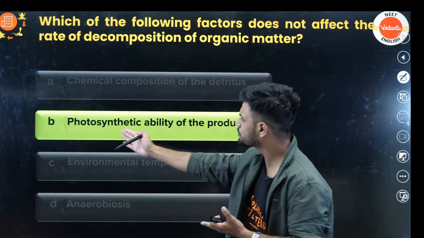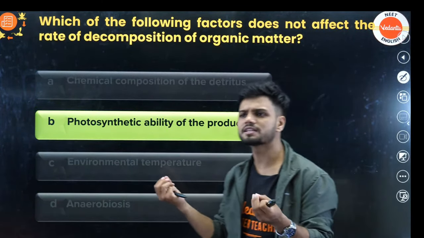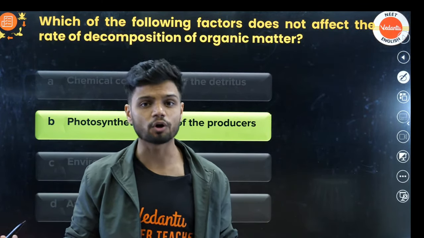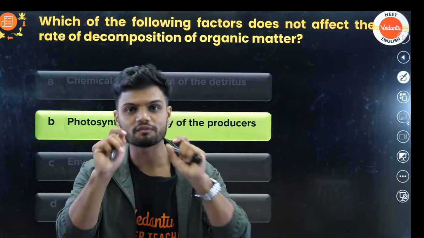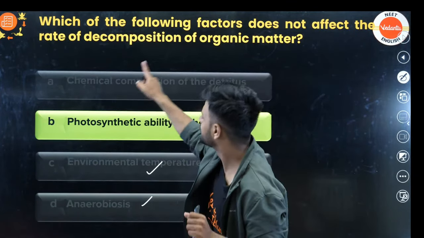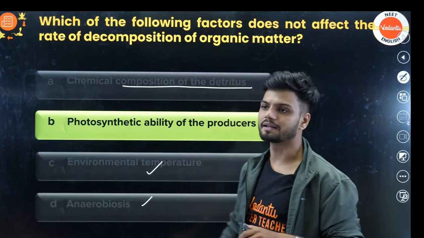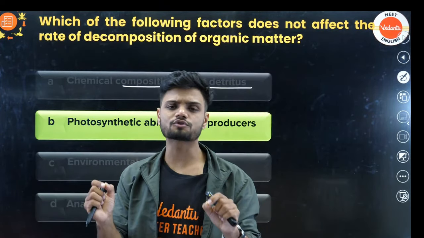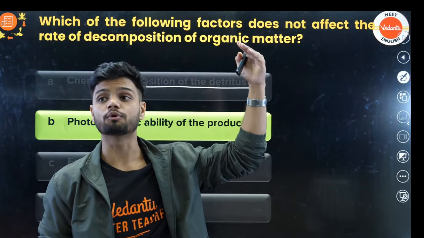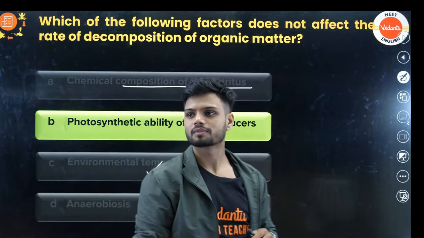That is photosynthetic ability of producers. How does it matter, photosynthetic ability of plants? It does not matter at all. Yes, the only things which matter are anaerobic stress, environmental temperature, and chemical components of the detritus. And all of us know how they play a role. Do they decrease the decomposition or increase the decomposition? All of you know that.